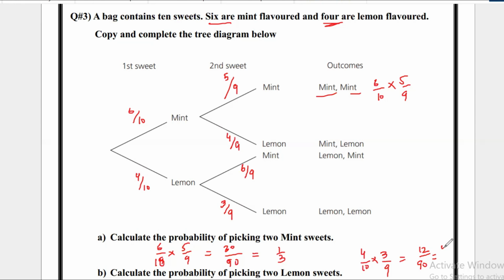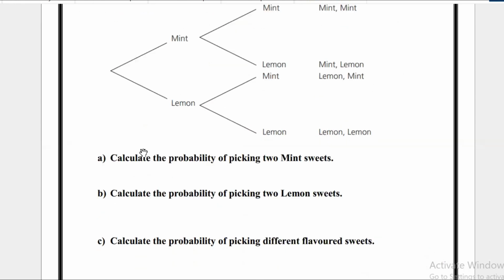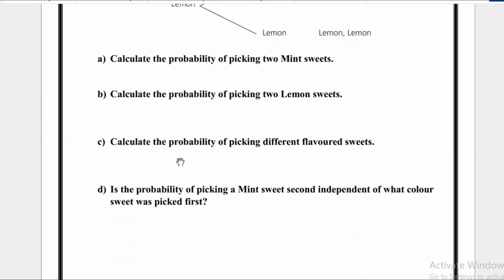So 3 fours are 12 and 30 still divisible by 2. So lastly, you can say that 2 over 15 is your answer. The last part of this question is to calculate the probability of picking different flavors, like mint to lemon and lemon to mint.